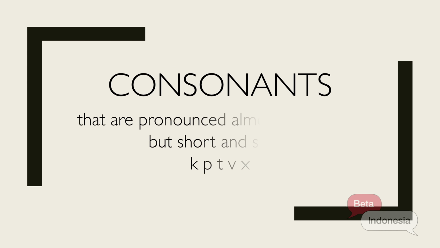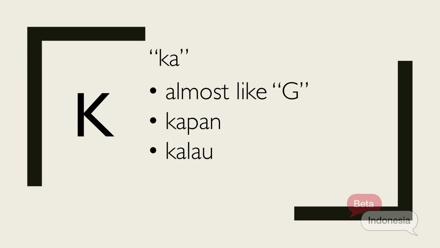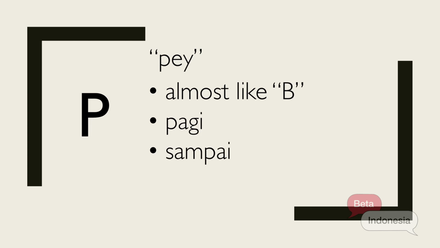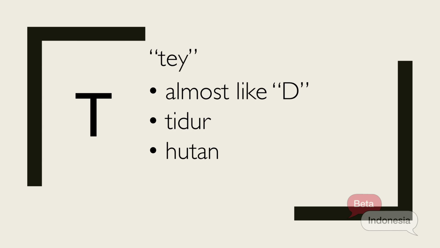Next up are the letters that are very similar to their English counterparts, but are pronounced with less aspiration, that is, short and sharp. K is pronounced almost like G and is for kapan and kalau. P is pronounced almost like B and is for pagi and sampai. T is pronounced almost like D and is for tidur and hutan.